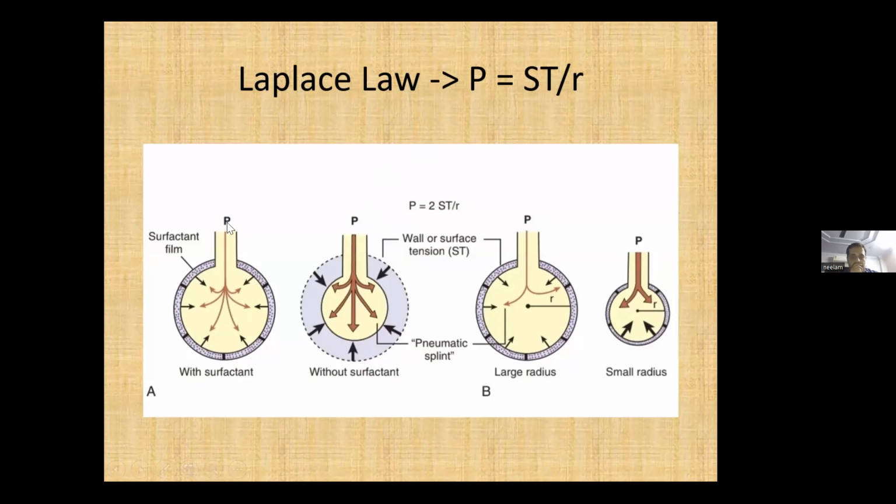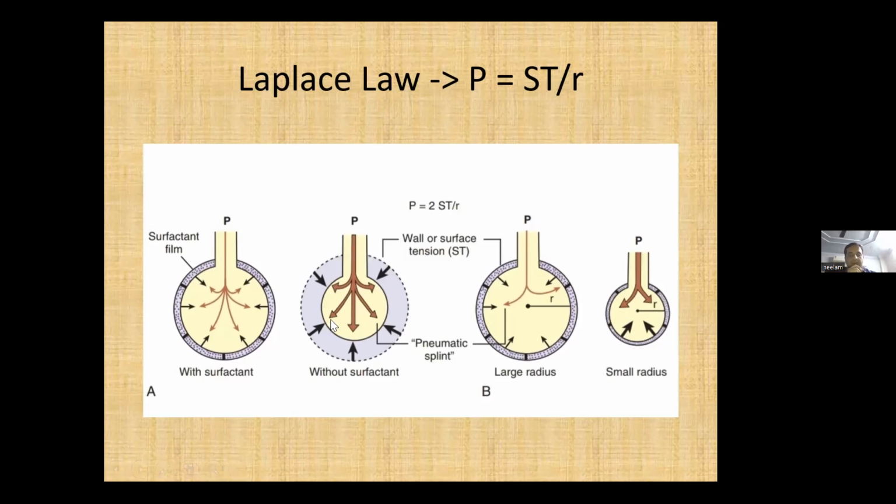If you see here, this red line in between is an indicator of the pressure. Here on the outer rim you have a surfactant lining. If the surfactant is there, you require less pressure. But if for some reason there is no surfactant here, without surfactant, if you can read here, the pressure required to keep this alveolus open will increase. You have a thin line here and a thick line here. So it indicates that because there is no surfactant, surface tension will be high, so the alveoli has a tendency to collapse, right?